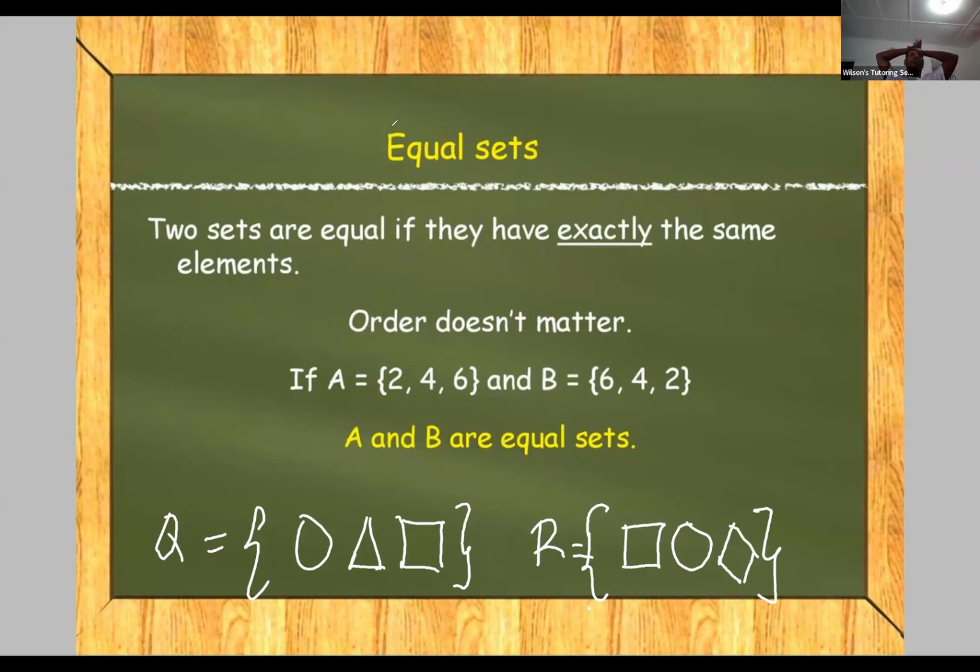Equivalent on what basis? Why would they be equivalent and not equal? Because they have the same amount of elements, but different shapes. Go again, Tommy. They have the same amount of elements, but different ones. All right, cool, thank you.